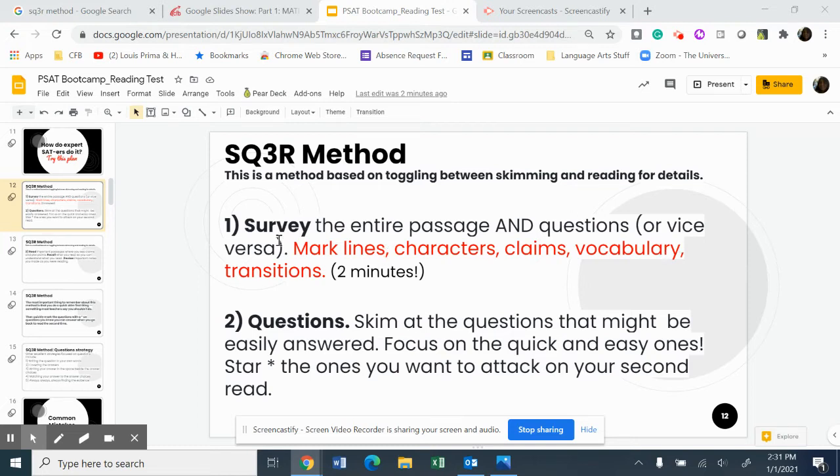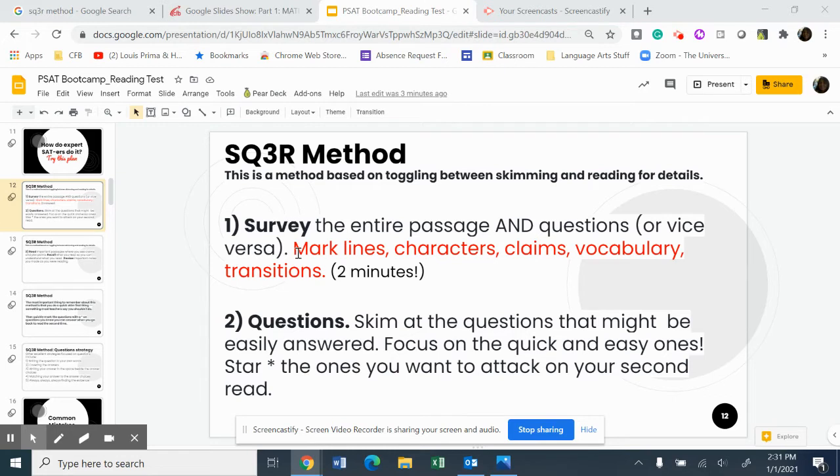Let's take a look at what the S means in this abbreviation SQ3R. We're just going to go over the S and the Q right now in this short video. The S means to survey the entire passage and questions, or you could say skim the entire passage and questions, or you could do this vice versa, which means you might look at the questions first.